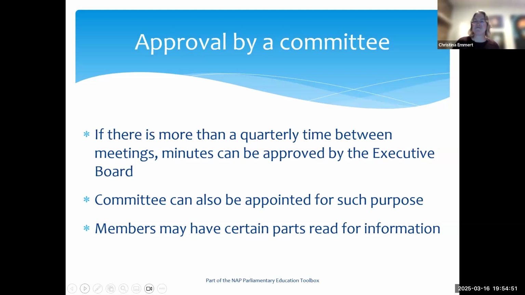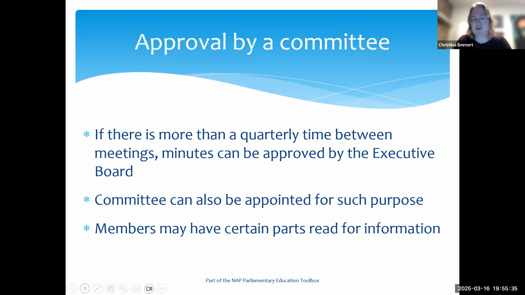Oh, here you go, Penelope. Approval by a committee. I do have that slide. So if there's more than a quarterly time between meetings, minutes can be approved by the executive committee. Even if there's not more than a quarterly time between, many organizations do have a committee that's appointed for such a purpose. I've been in organizations where a committee has been appointed at the annual meeting for the next year, or sometimes, depending on what members are present at a meeting, because not all members are always present, a committee has been appointed for that particular meeting to review the minutes.